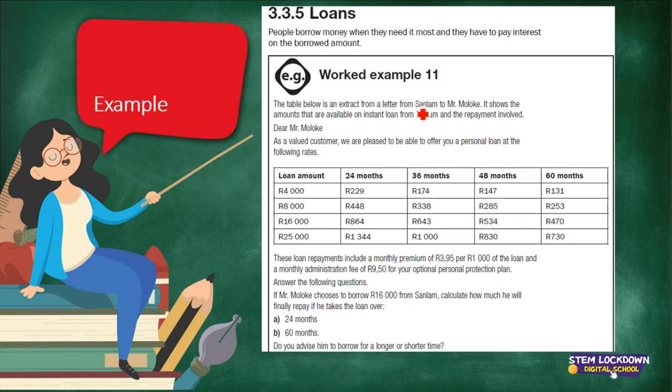It is the loan amount. Remember, now calculate how much he will finally pay if the term is 20 months, right?